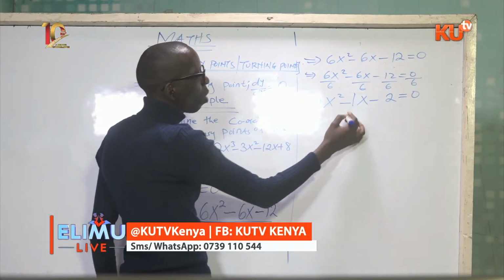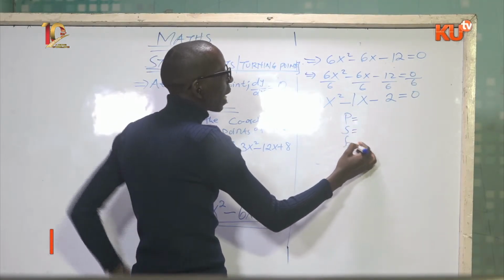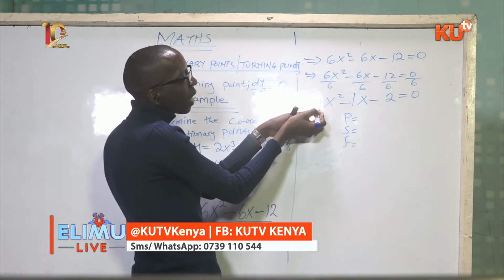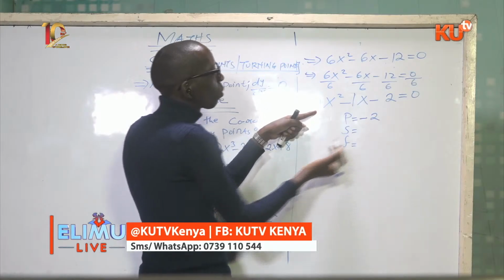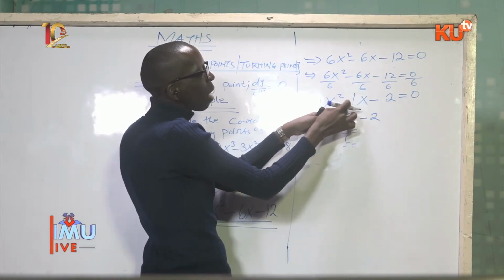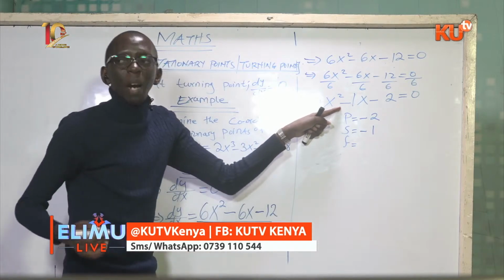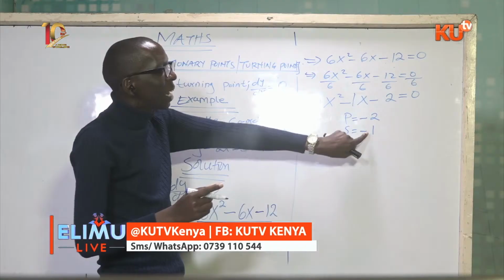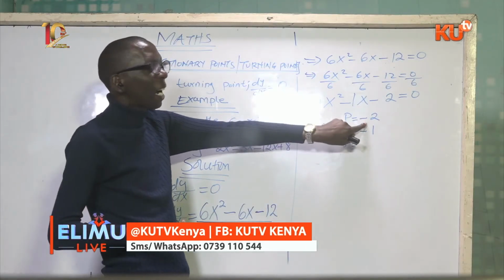Factor method: product, sum, factor. Our product is the first number times the last number. So our product will be 1 times negative 2, which is negative 2. Then our sum is the middle number, which is negative 1. Our factors, my dear students, are 2 numbers that when you add them, you get negative 1, but when you multiply them, you get negative 2.